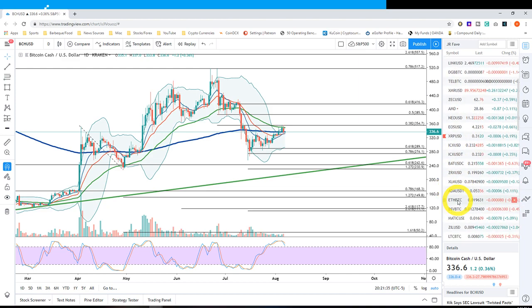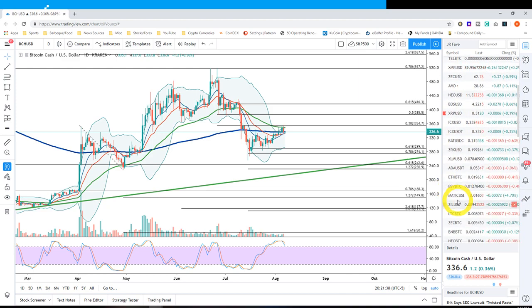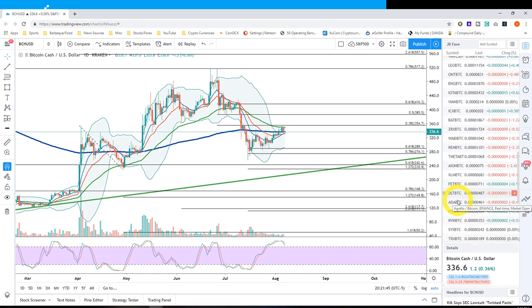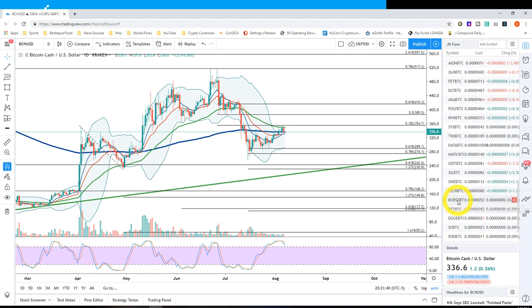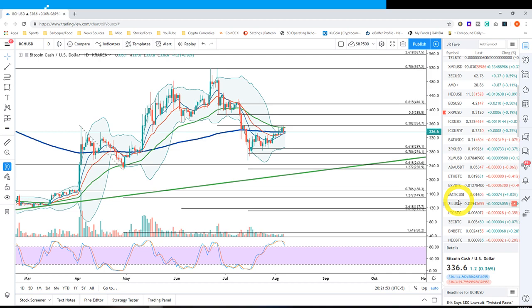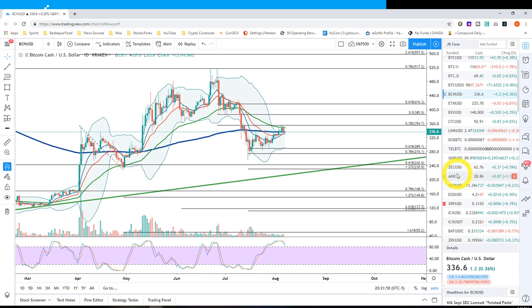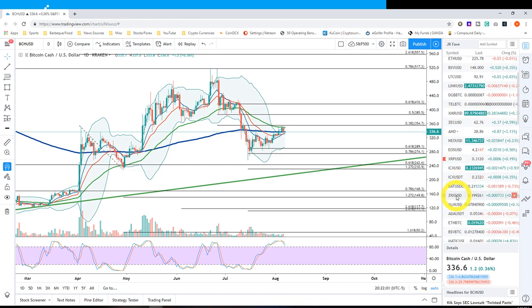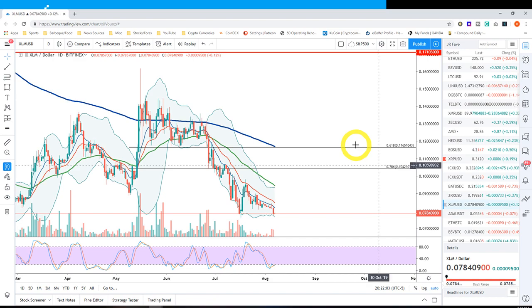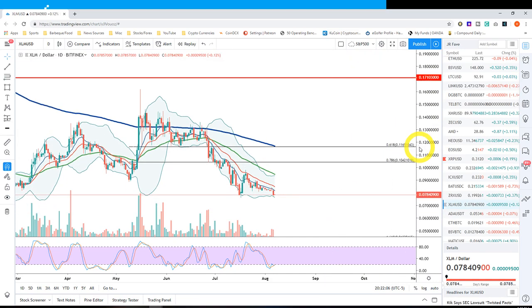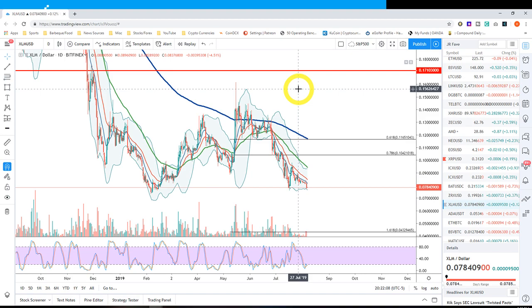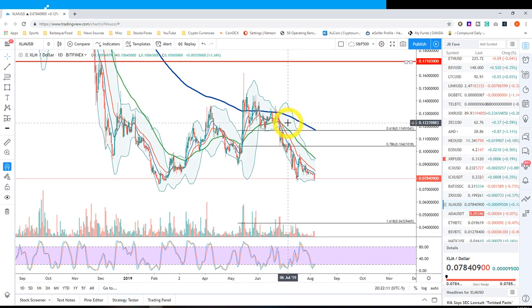XLM. XLM, where are you? Okay. Probably passed it in here somewhere. I know I've got it in here. XLM, there we go. Almost looks like ZRX, right? I think it's in that category.